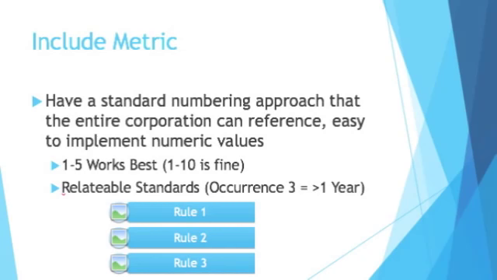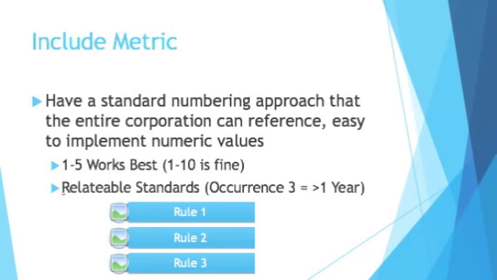So make your standards as relatable as possible. For example, for occurrence, you could say a score of 3 means the problem happens more than once a year. In my experience, occurrence is the easiest one to define because it's all about frequency. Does this happen once a week, twice a week, 300 times a year, 400 times a year?